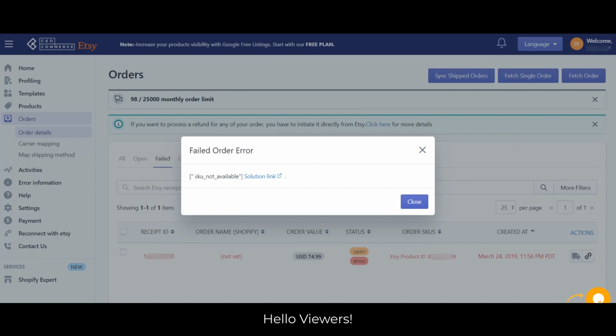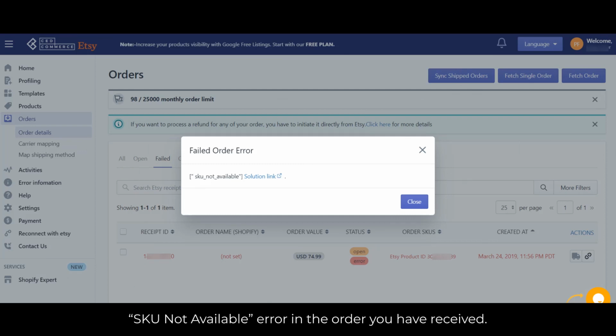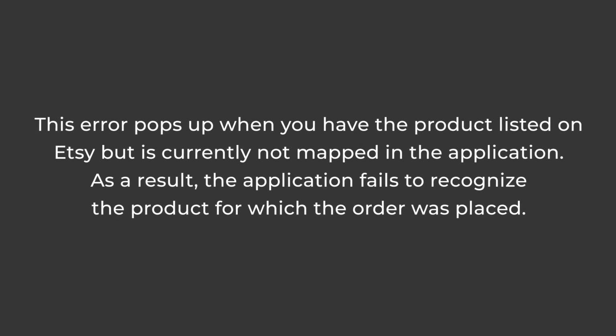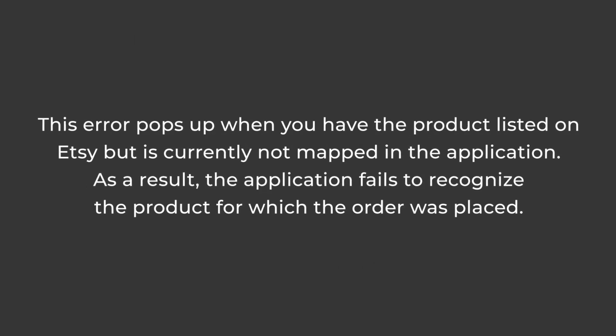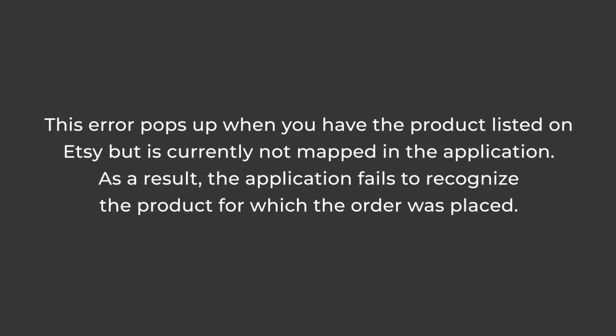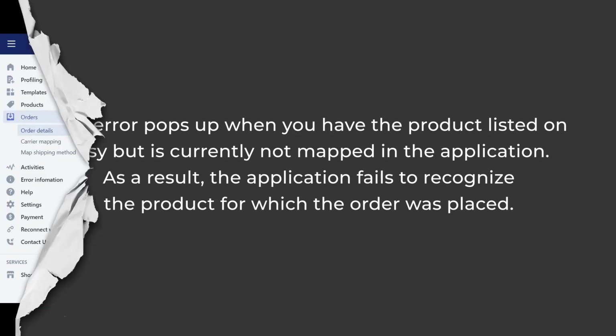Hello viewers, here in this video I'm going to tell you how you can manually fix the SKU not available error in the order you have received. This error pops up when you have the product listed on Etsy but is currently not mapped in the application. As a result, the application fails to recognize the product for which the order was placed.